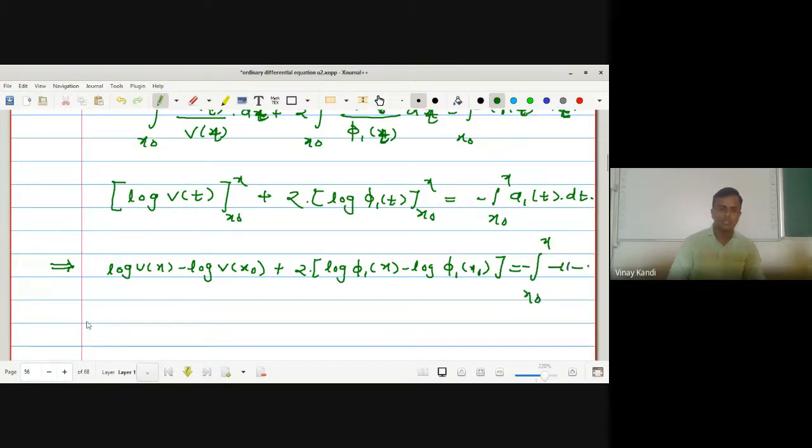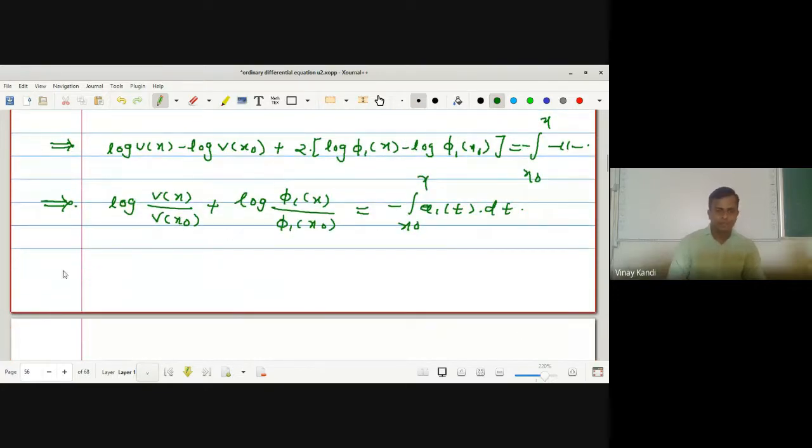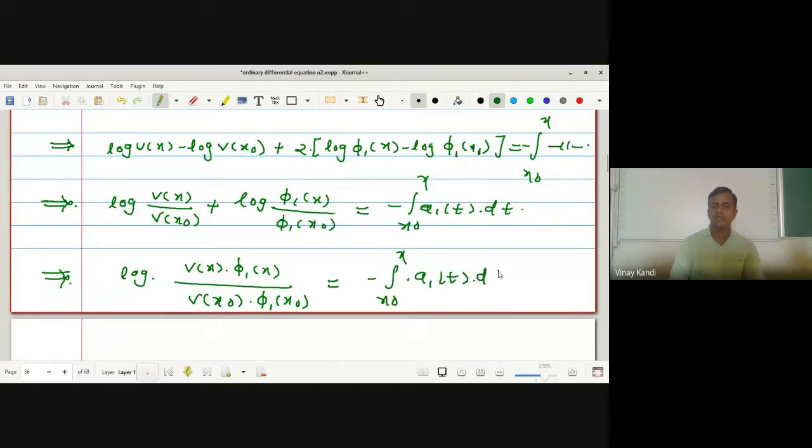This term is as it is, okay, which implies log of v of x upon v of x naught plus log of phi 1 of x upon phi 1 of x naught, which is equal to minus integration x naught to x a1 of t dt, okay, which implies log of v of x into phi 1 of x upon v of x naught into phi 1 of x naught, which is equal to minus integration x naught to x into a1 of t dt. Okay, any doubt up to here?